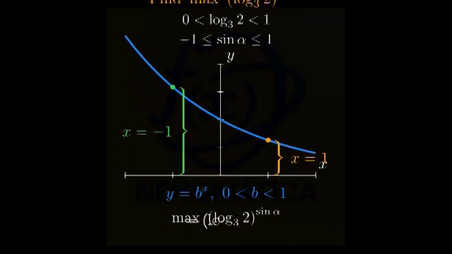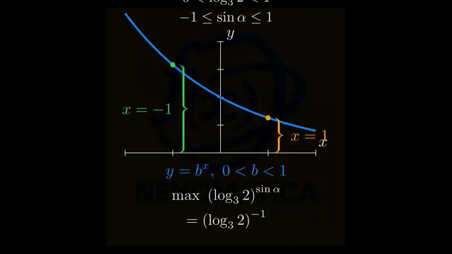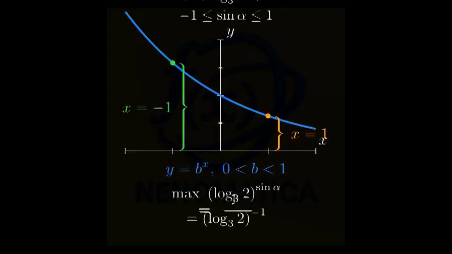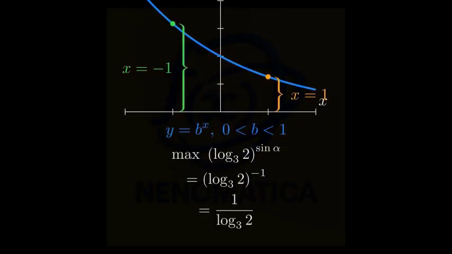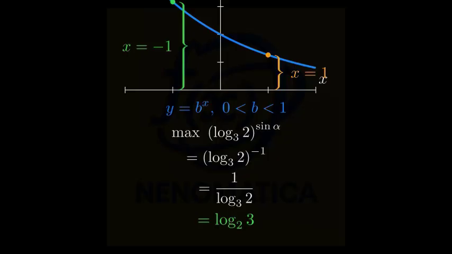Step 4. Apply the negative exponent rule. A to the power negative 1 equals 1 over a. Step 5. Use the reciprocal property of logarithms. 1 over log base b of a equals log base a of b. This yields the final answer.